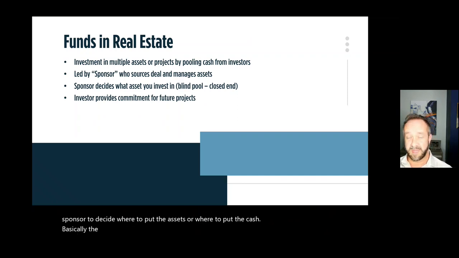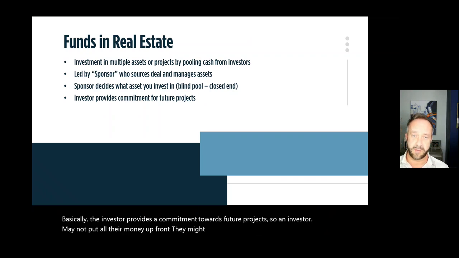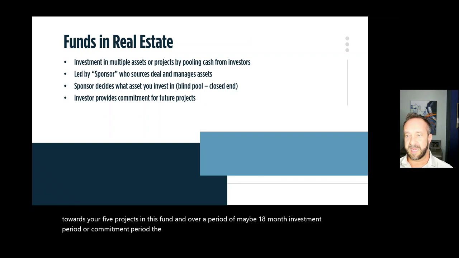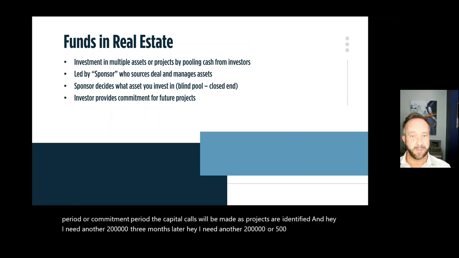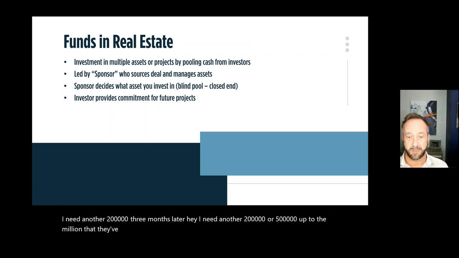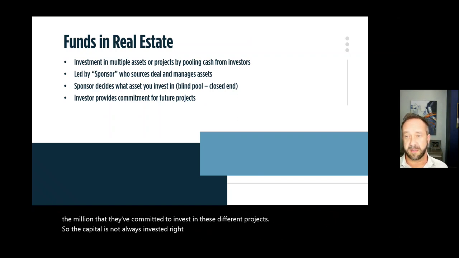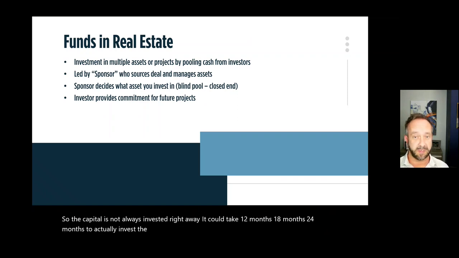Basically, the investor provides a commitment towards future projects. So an investor may not put all their money up front. They might say, I commit to putting in $1 million towards your 5 projects in this fund. And over a period of maybe 18-month investment period or commitment period, the capital calls will be made as projects are identified. And hey, I need another 200,000. 3 months later, hey, I need another 200,000 or 500,000, up to the $1 million that they've committed to invest in these different projects. So the capital is not always invested right away. It could take 12 months, 18 months, 24 months to actually invest the capital to where it would start earning a potential return.